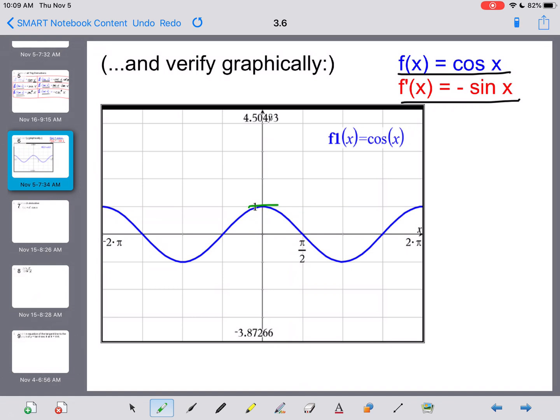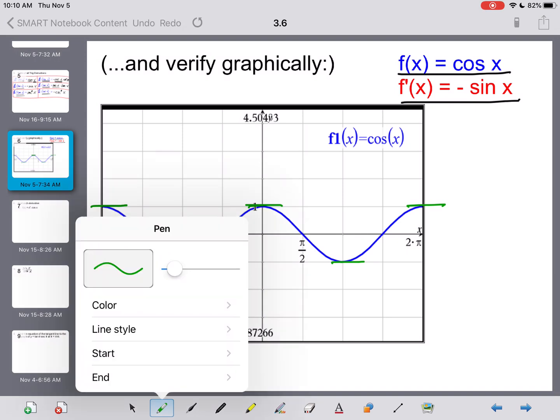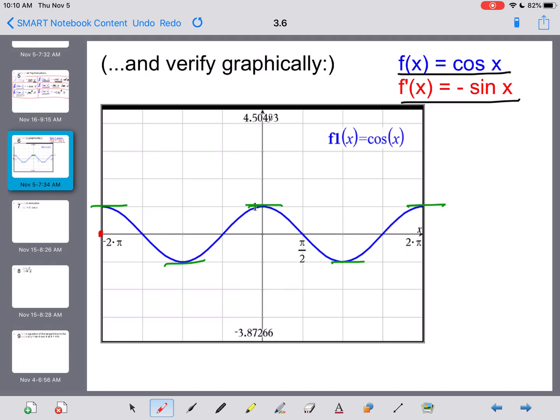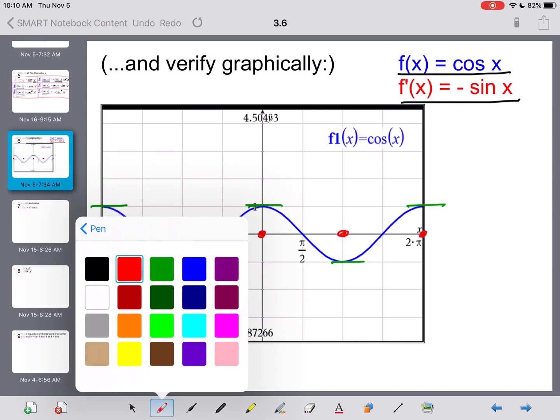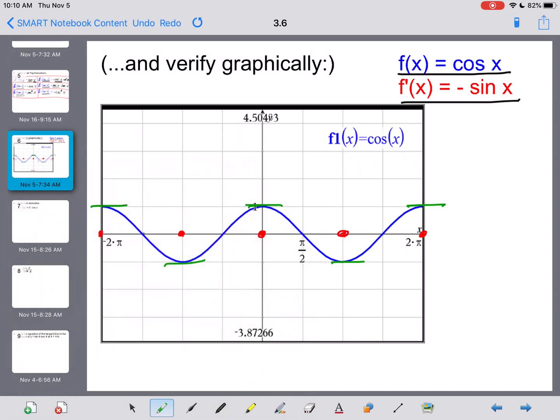Everywhere there's a horizontal tangent, here, here, here, and actually here and here, the value of your derivative has to be 0. So I think that gives me 5 spots here where the value of my derivative, which is the same as the slope of my tangent line, would have to be 0. And now if we were to just guess at the slopes of the tangents right here, that slope looks like -1. Here looks like +1. Here it looks like -1. Here it looks like +1.